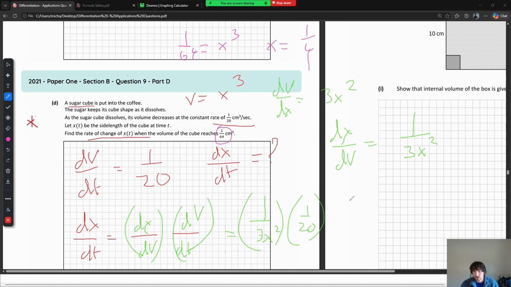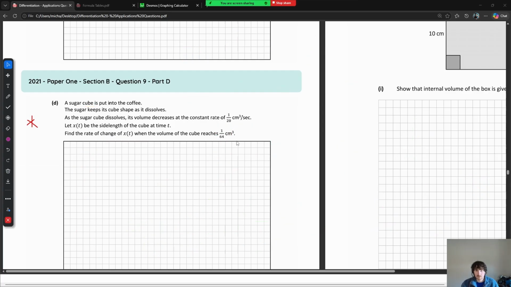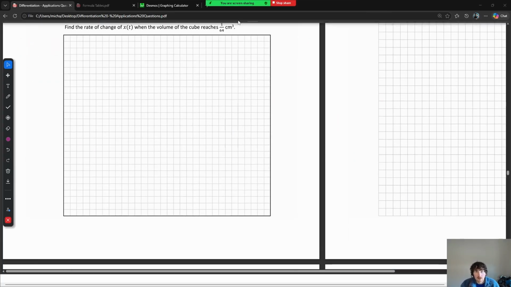So basically our answer here is 1 over 3 bracket 1 over 4 squared multiplied by 1 over 20. And that'll just work out in your calculator in units of cm per second, because x is in centimeters, t is in time. So that'll be centimeters per second. You can just type into your calculator 1 over 3 times 1 over 16 multiplied by 1 over 20. Great. Everyone gets it, I hope.